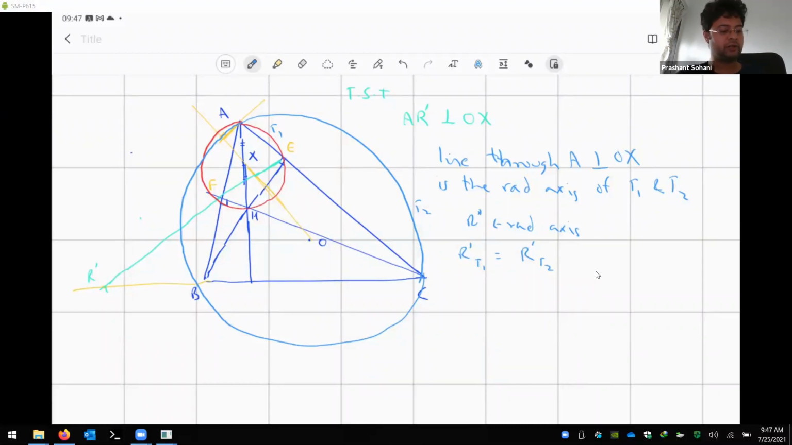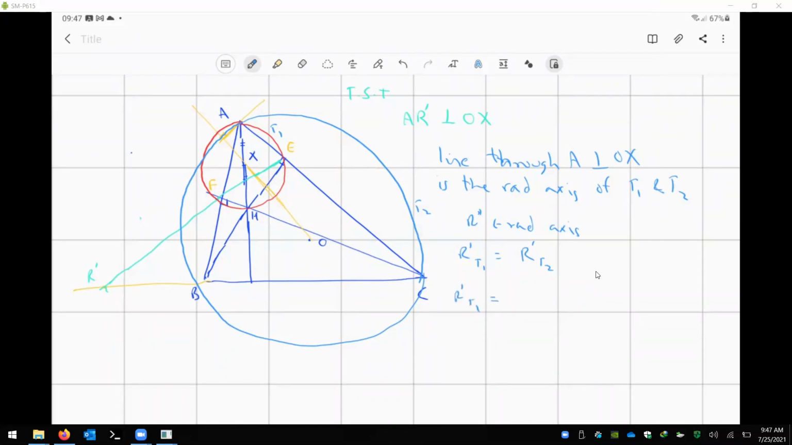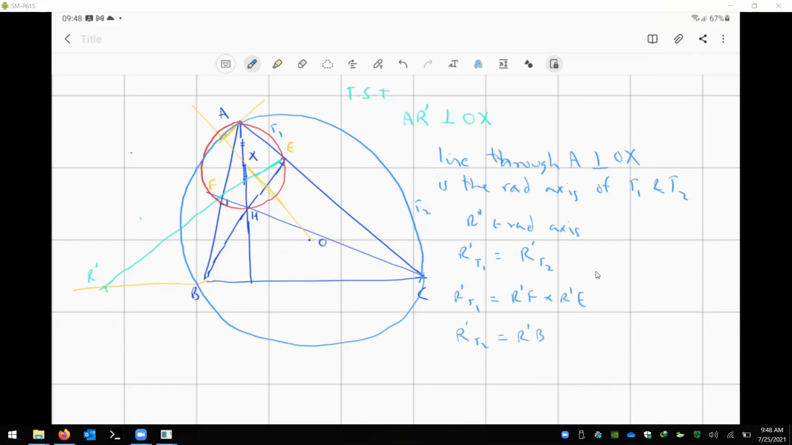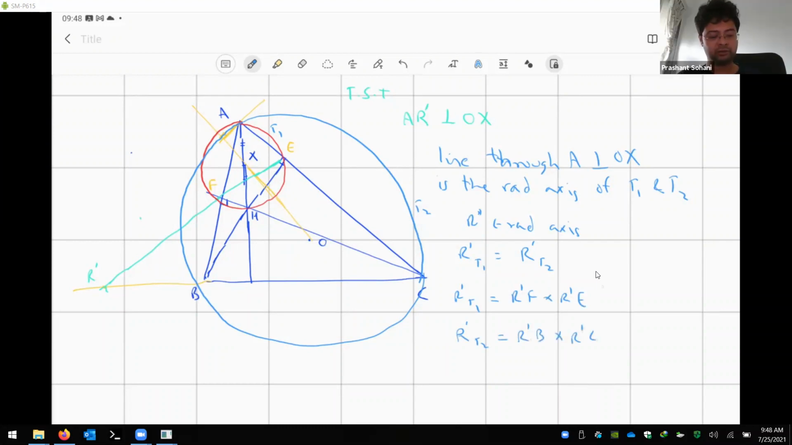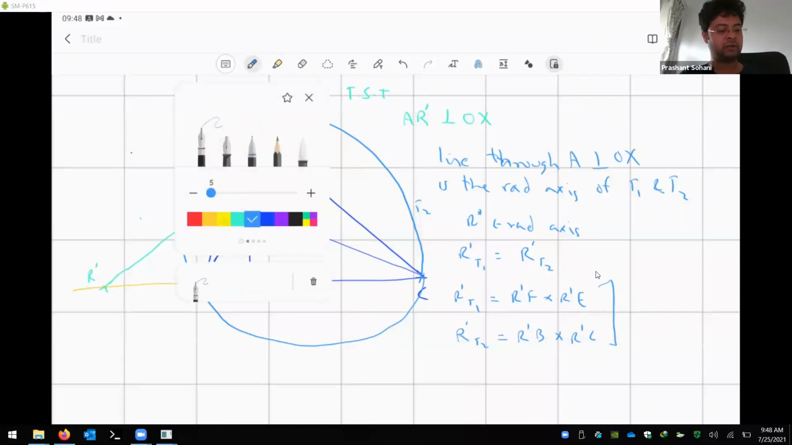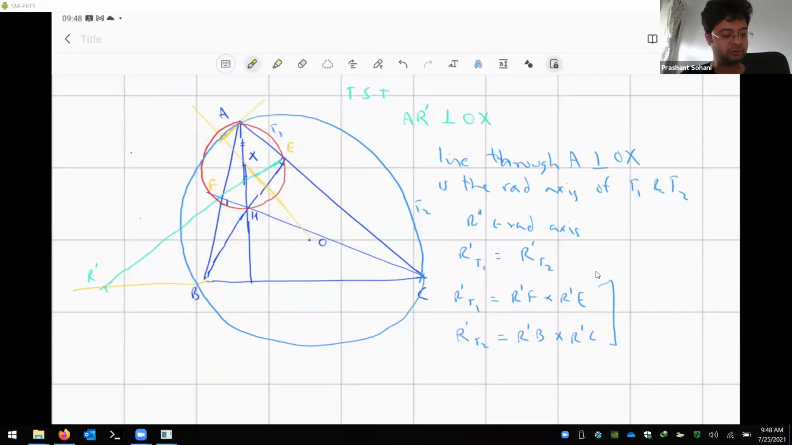So what is the power of R dash with respect to the red circle? It is R dash F into R dash E. And what is the power of R dash with respect to the other circle? R dash B into R dash C. Is there any reason why these two quantities will be equal? Yes, because there is a third circle, the circle which has diameter BC. Lots of colors in this diagram, but I think you can follow. So because of this yellow circle, obviously R dash has the same power.